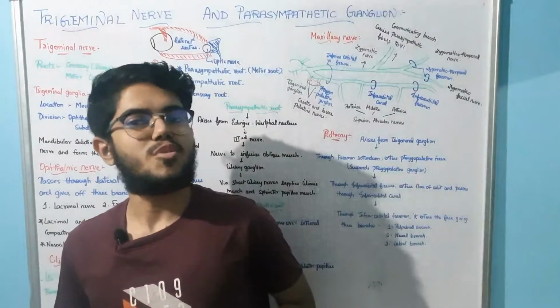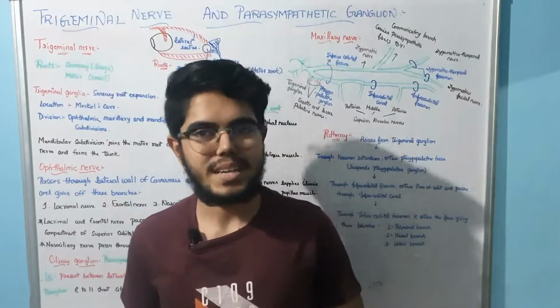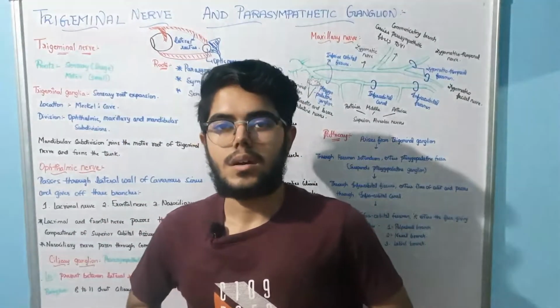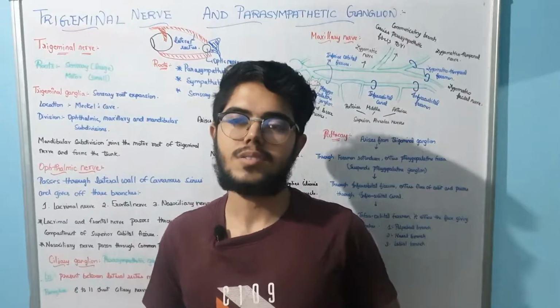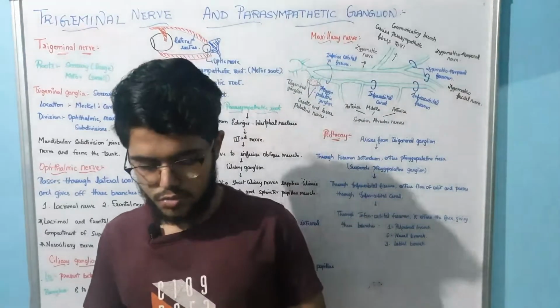Today we'll be discussing a very important topic, that is the trigeminal nerve and the parasympathetic ganglion in anatomy. Okay, so this is a very big topic, so it will be covered within part 3 or 4. Okay, so we'll just begin.